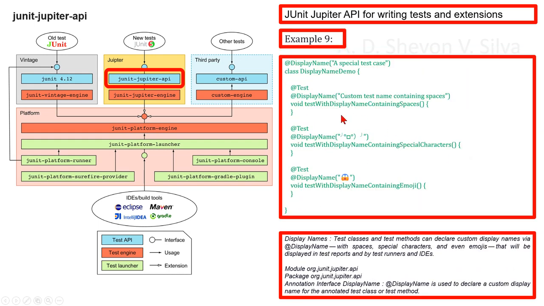Now we are considering display names. Test classes and test methods can declare custom display names via @DisplayName, with spaces and special characters and even emojis, that will be displayed in test reports and by test runners and IDEs. The annotation interface DisplayName is in package org.junit.jupiter.api in module org.junit.jupiter.api. @DisplayName is used to declare a custom display name for the annotated test class or test method.